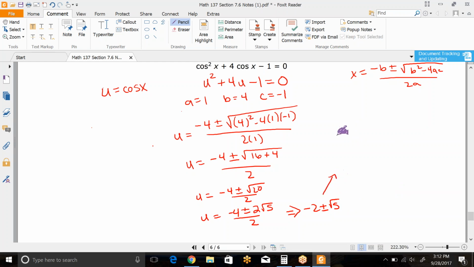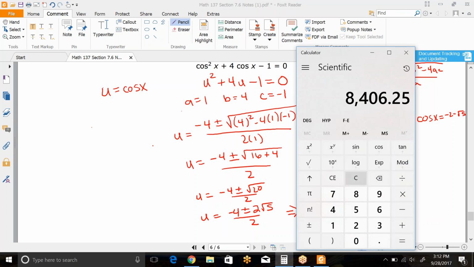So we take these two answers and we say, okay, cosine x either equals negative 2 plus the square root of 5, or cosine x equals negative 2 minus the square root of 5. Because we want to find out if there is an angle that makes sense for these, we would then do the inverse function. Before I actually do the inverse, I am going to check to make sure that these are between negative 1 and 1, because if they're not, you're not going to be able to take the inverse.